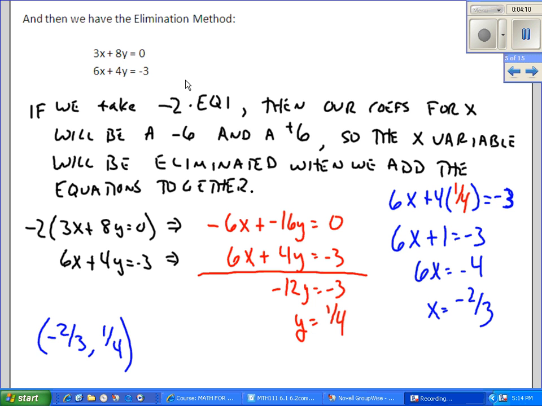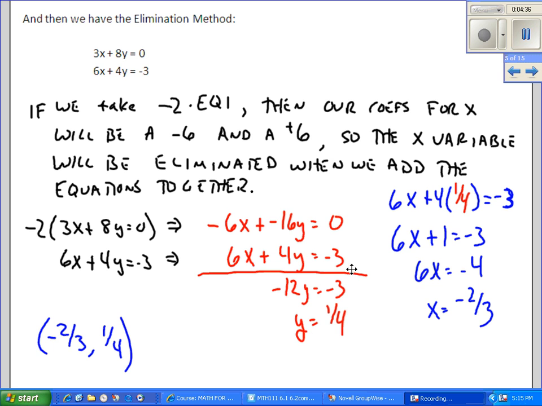We want to eliminate one or the other variable. To do that, we multiply one or both of the equations by carefully selected constants in order to get both coefficients the same, only one positive, one negative, so that when we add the two equations together, we eliminate one of the variables. So again, multiplying the first equation by negative 2 gives us a new equation.